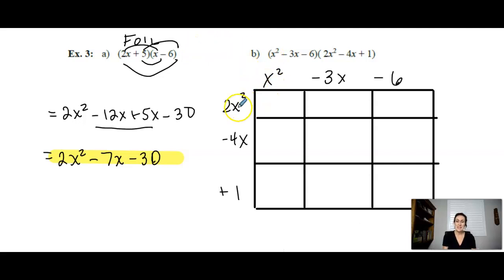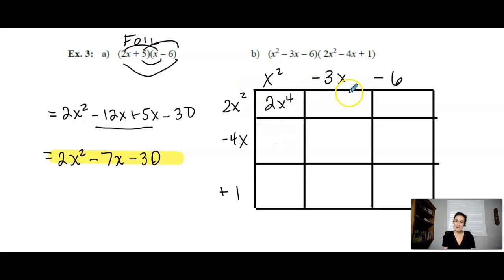So please try this. What you do is you take the first polynomial and you write it across the top, making sure the sign in front goes with the term behind, like -3x and -6. And then you write the second polynomial along the side. Now all you do is it's like the area of a box. It's length times width. So 2x squared times x squared gives me 2x to the fourth. So you write 2x to the fourth in that box.